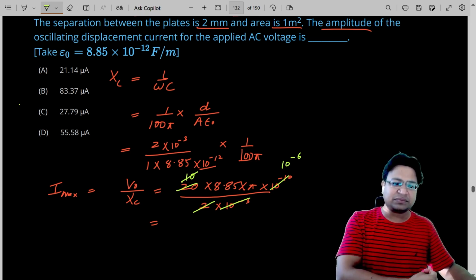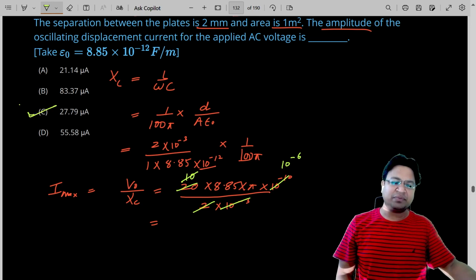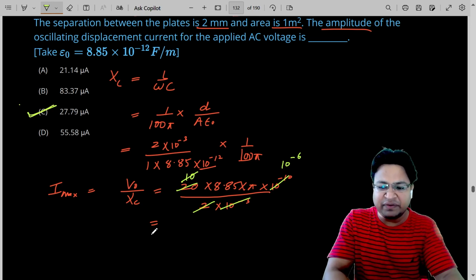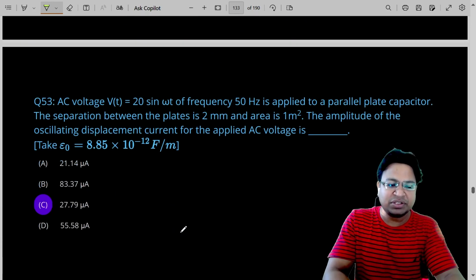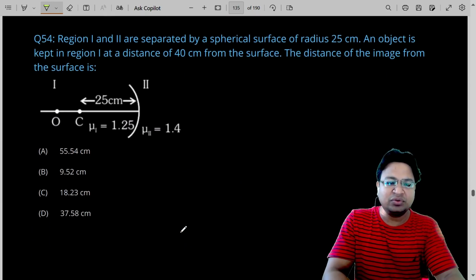I'm looking for something in excess of 24. 27.79 looks to be the closest option that we will get when we multiply these two. So 27.79 should be the right answer. Then we go to question number 54.